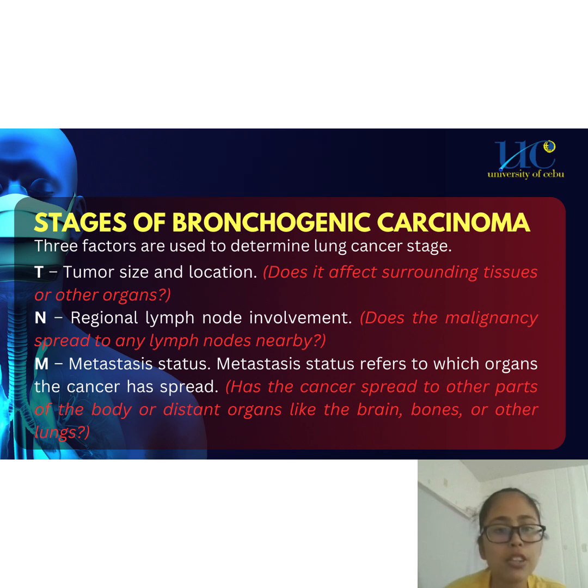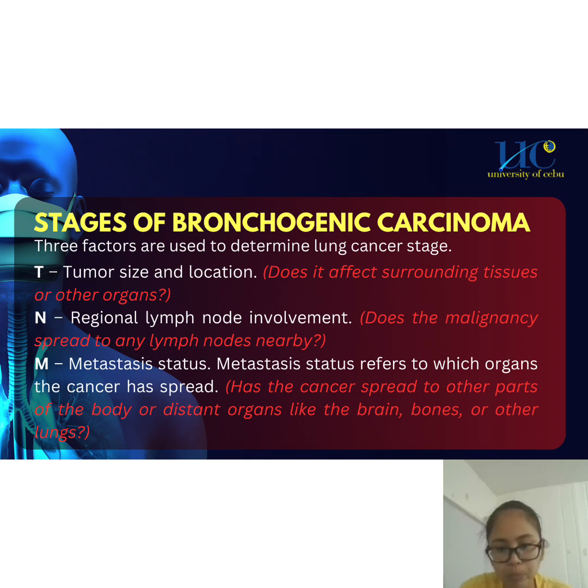So now let's move on to the stages of bronchogenic carcinoma. So there are three factors that are used to determine the lung cancer stage. So we use the TNM, where T stands for tumor, like the size and location. So does it affect surrounding tissues or organs? Also for N, that stands for the regional lymph nodes involvement. And the question nato ni kay does the malignancy spread to any lymph nodes nearby? So for the M, it focuses on the metastasis status. So metastatic status refers to which organ the cancer has spread to. So mga question ta ni, has the cancer spread to other parts of the body or distant organs like the brain, bones, or other lungs?